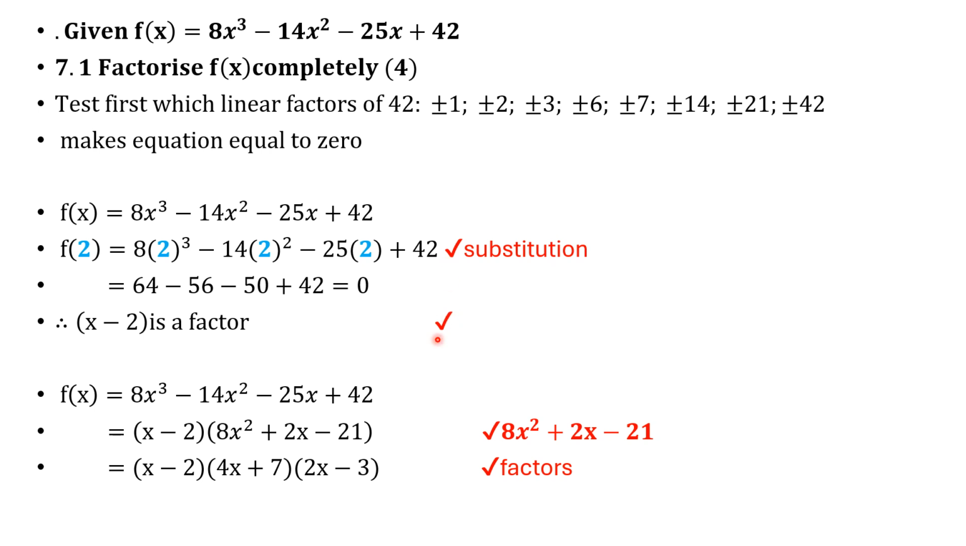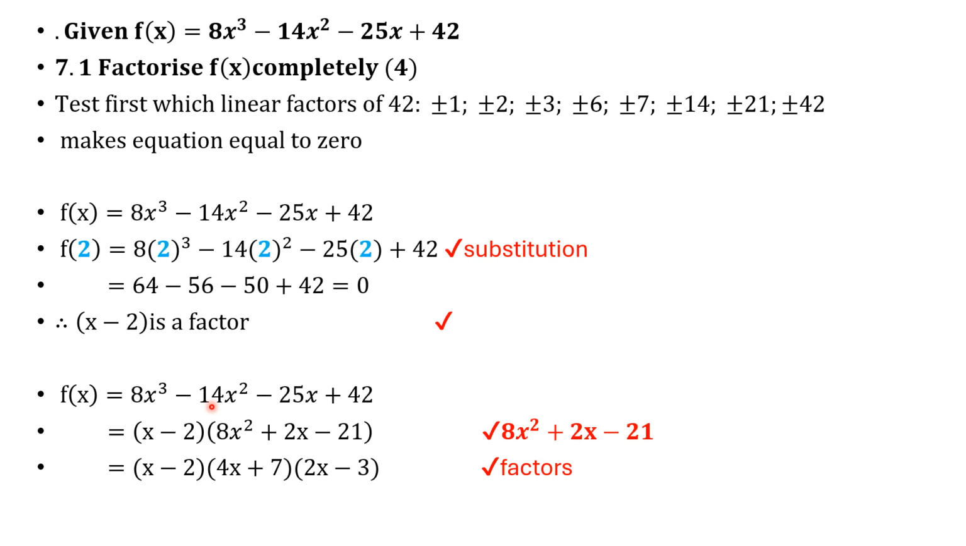Now we have to factorize completely. So we know x − 2 is a factor. So x times what value would give me 8x³? x times 8x² would give me 8x³. To get to 42, negative 2 times negative 21 gives me positive 42, negative times negative is positive, 21 times 2 is 42.